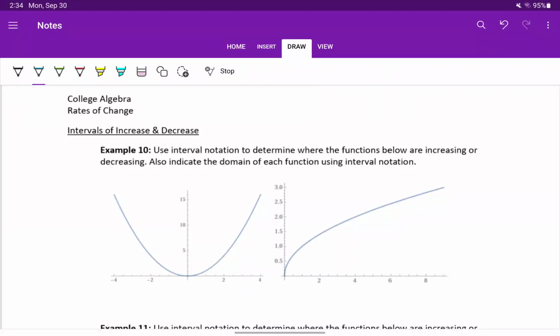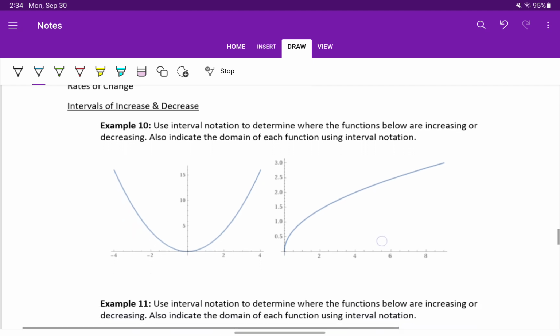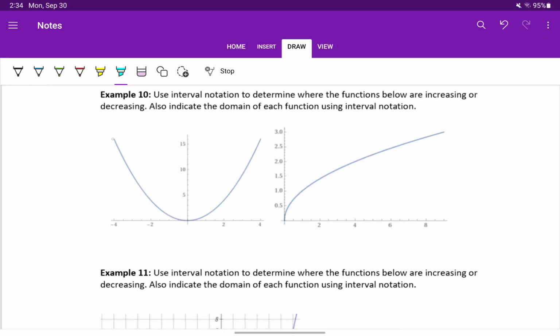One idea that goes hand in hand with rate of change is identifying intervals of increase and intervals of decrease. Looking at the first graph in example 10, we can see that it changes at some point. For the first half of this curve, our function is decreasing because our y values are getting smaller and smaller as we read from left to right. And in the other half of the graph, the y values are getting larger and larger, so our function is increasing.